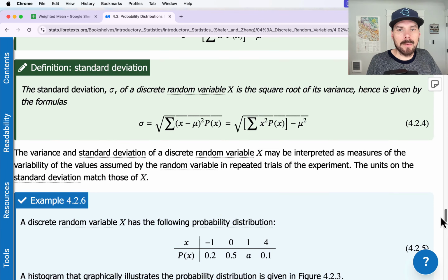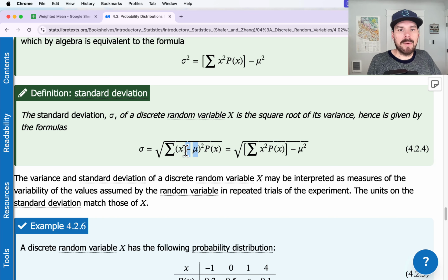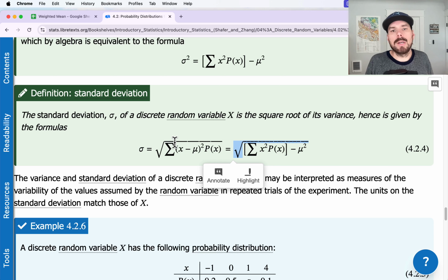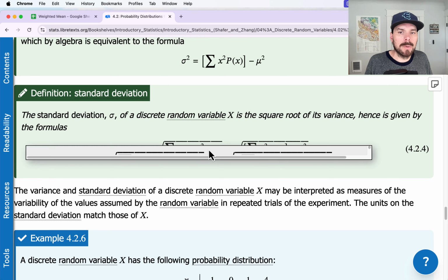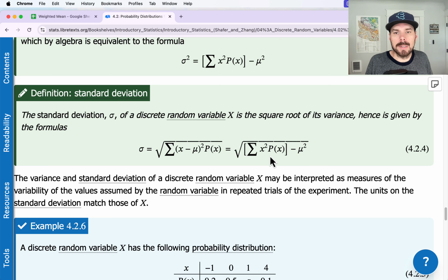There's a couple different ways to find it. One of them involves subtracting the average from each outcome. In other words, how far is each outcome away? And it ends up being a little bit more procedural. It's actually easier if I use the second version.